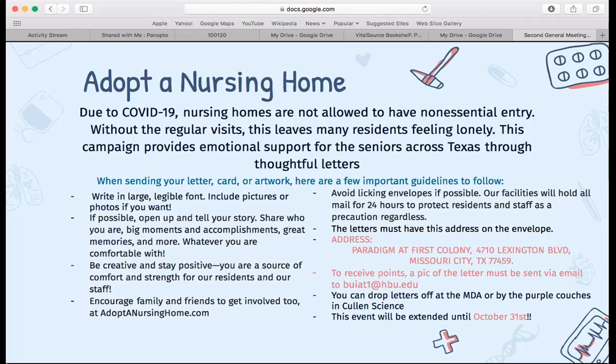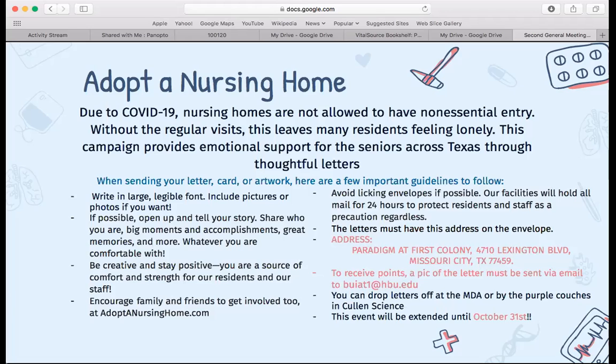This doesn't have to just be AD members only. If you have any friends or family who'd also like to write a letter, they are free to do so as well. Please avoid licking the envelopes if possible. Our facilities will also hold all mail for 24 hours for safety measures. And please address the letters to the following address in red.